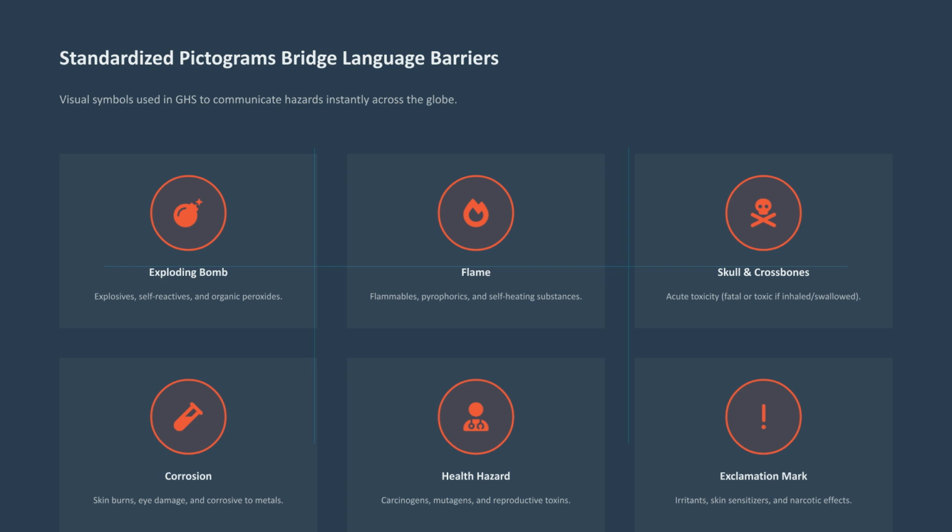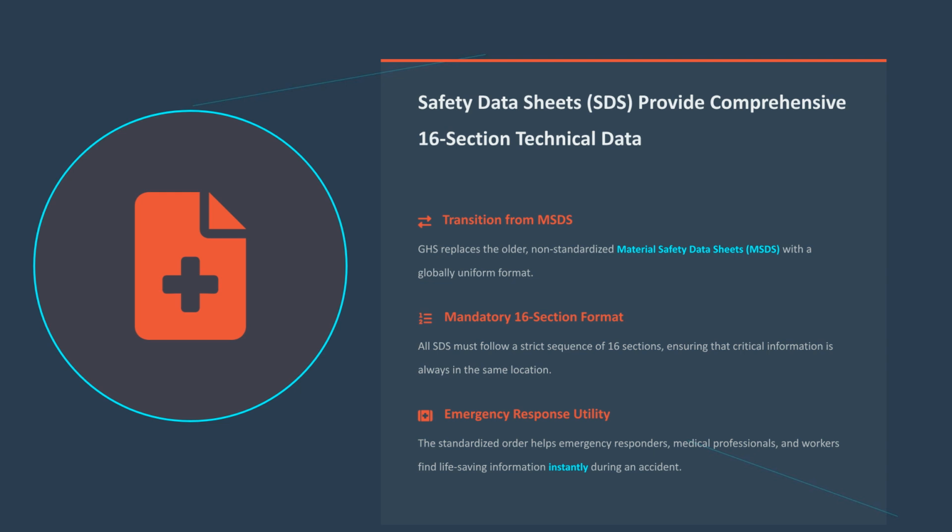Standardized pictograms bridge language barriers by visually communicating hazards. Examples include the flame for flammables, the skull and crossbones for acute toxicity, and the corrosion symbol for skin burns and metal corrosives. Safety data sheets, or SDS, replace the older MSDS format with a mandatory 16-section structure.